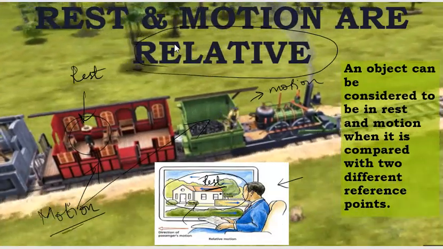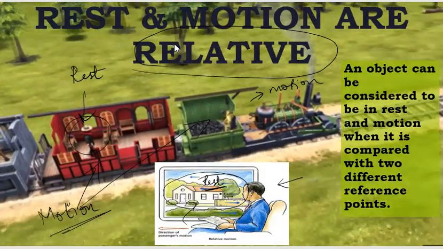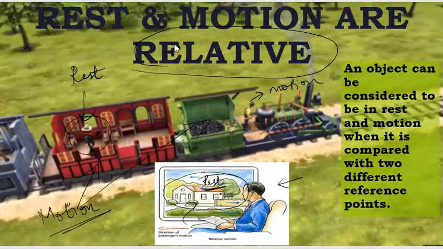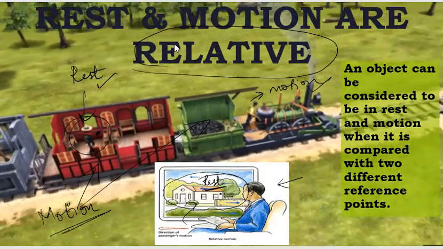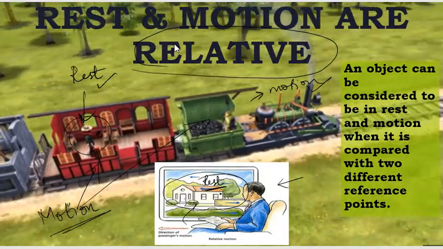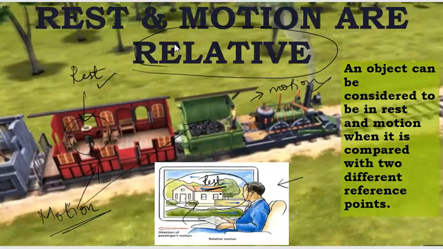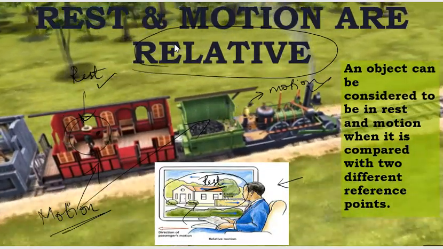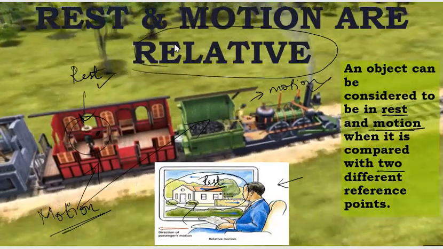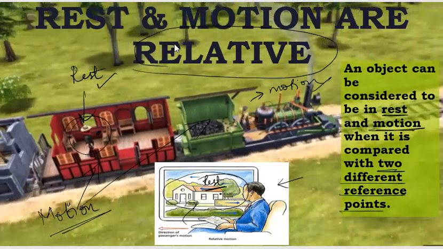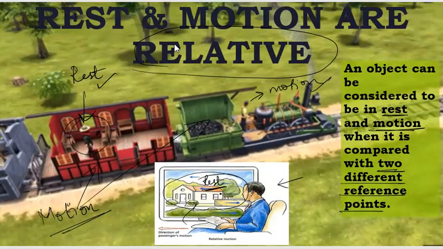So with this we can say that there are two different reference points. When you have the reference point here, you can say that he is at rest and he is in motion. But when you take a reference point outside the train, then you can say that both the people are in motion. So an object can be considered to be at rest and in motion when it is compared with two different reference points. Thus we can conclude that rest and motion are relative.